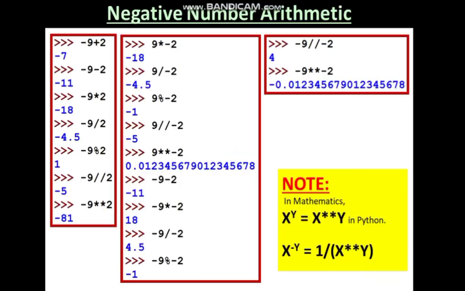So now let's see. In the same way, there are several calculations I have shown, and you can also get them in the PDF file. So try to solve on your own. And remember that x to the power y, we can write as x double star y, that is x to the power y in Python and in mathematics. x to the power minus y we can write as 1 divided by x to the power y.